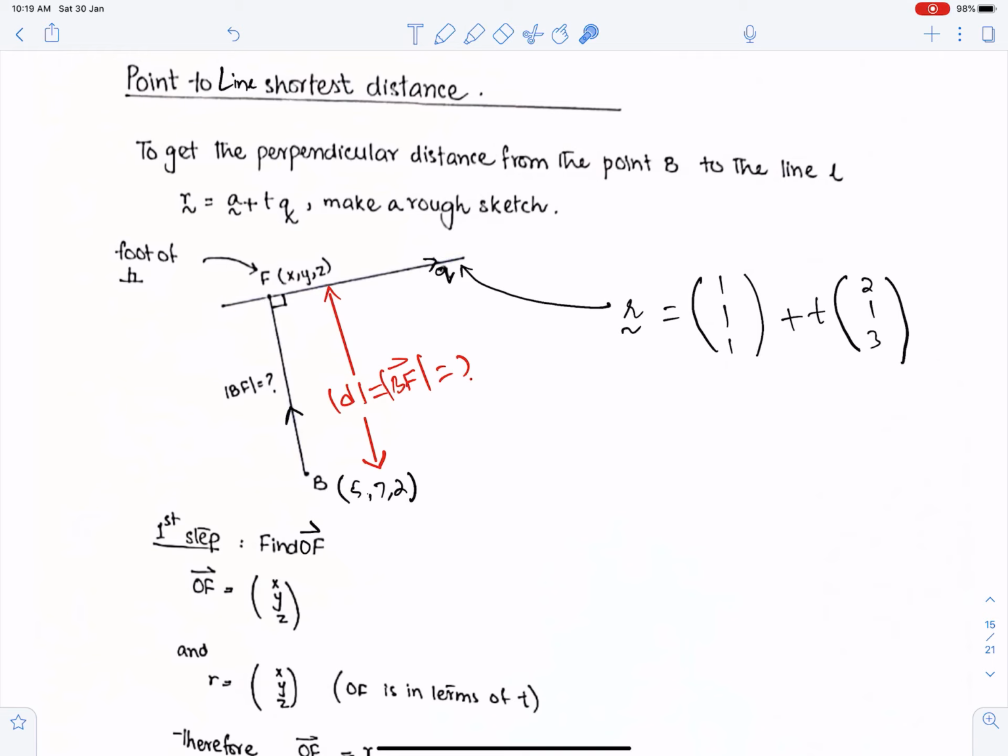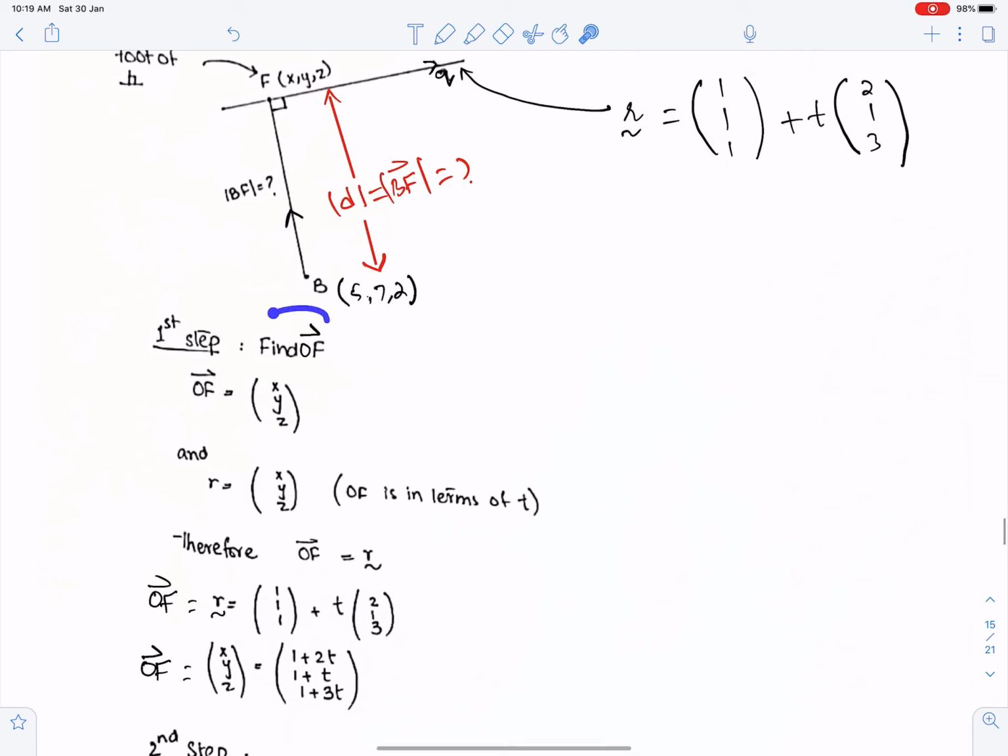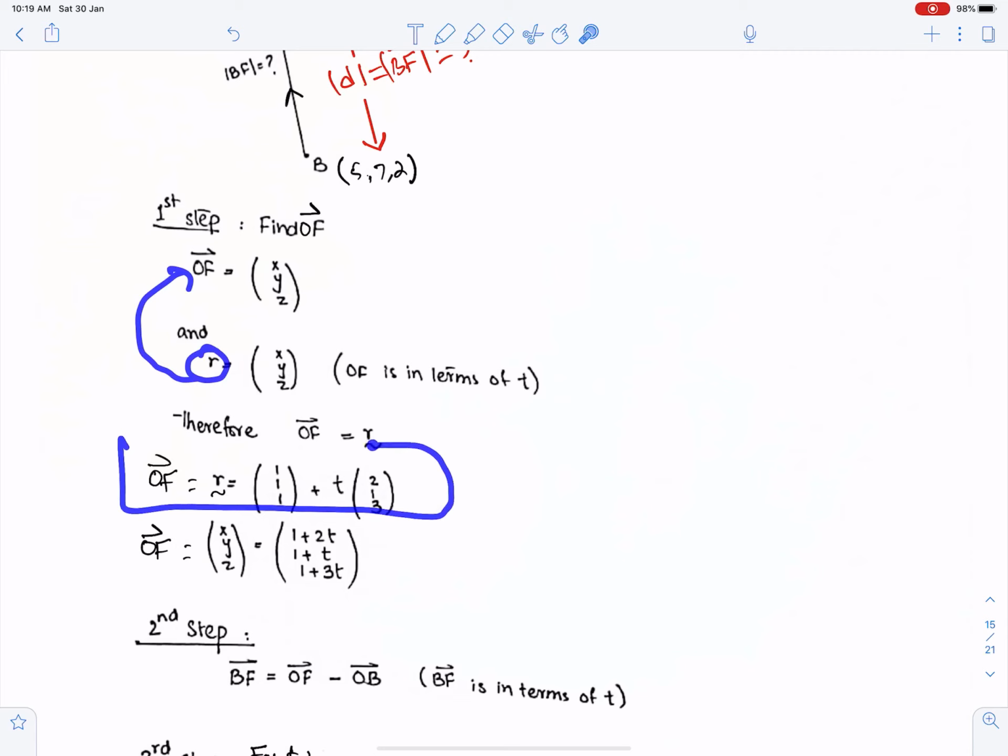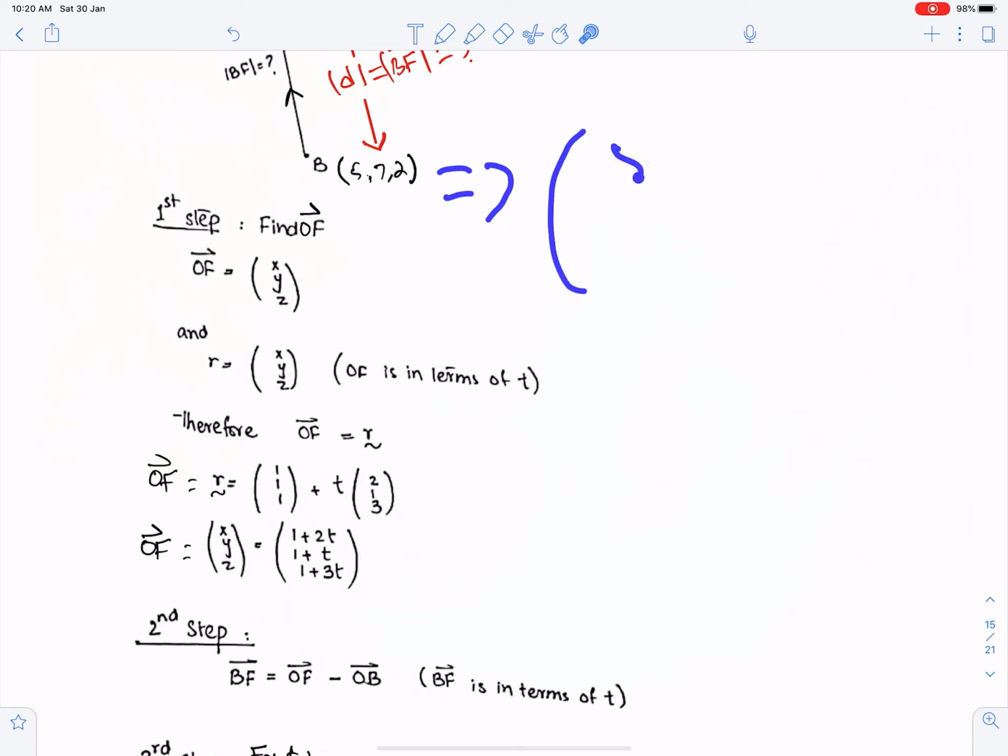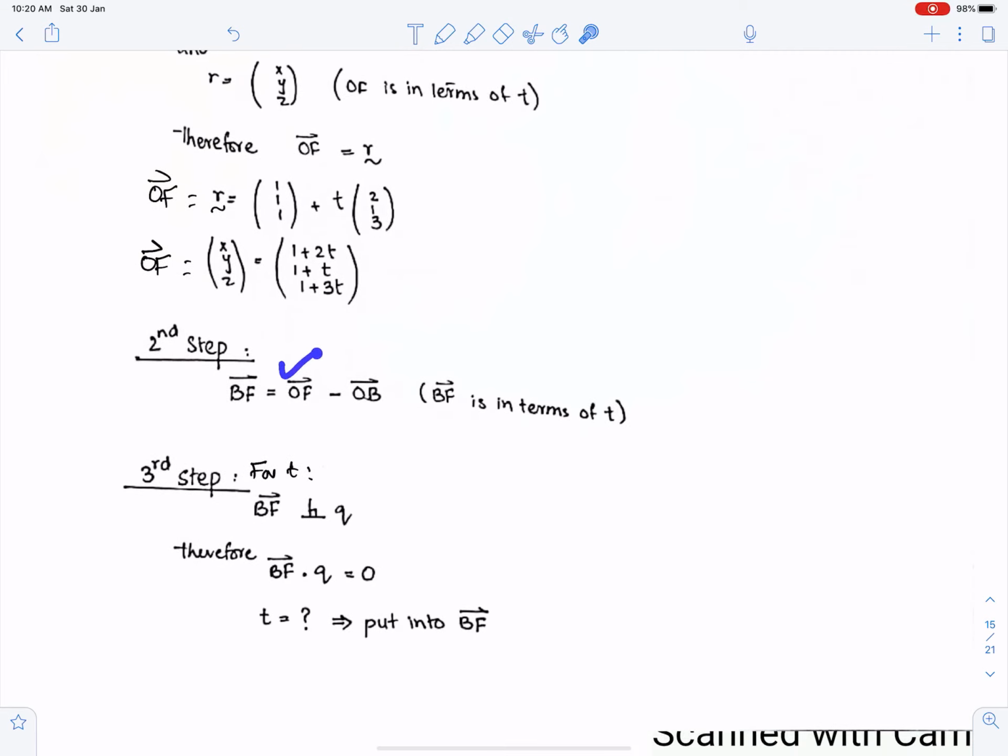And there are three main steps. Number 1, work for OF. Since F is unknown, therefore the R of the equation will be replaced by OF. It's here. And this is OF in terms of T. This is OB in vector form. This is now B, and you can convert this in the vector form as 5, 7, 2. So this is OB. So we have OF, we have OB, we can easily get BF. But since OF is in terms of T, therefore this BF will be in terms of T.